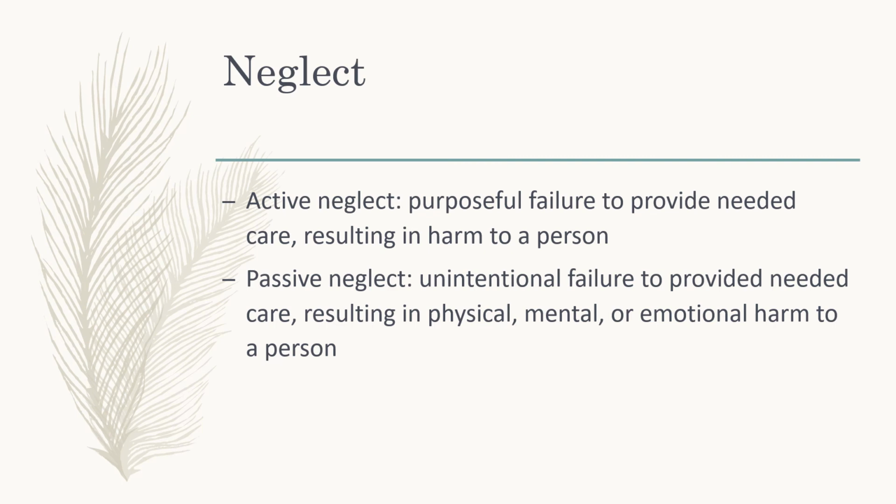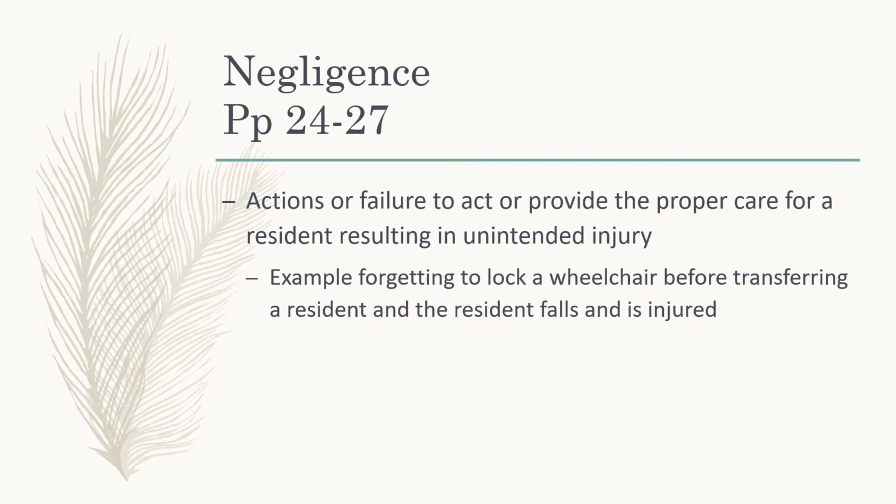Neglect can be either active or passive. Active neglect is purposeful failure to provide needed care, resulting in harm to a person. Passive neglect is unintentional failure to provide needed care, resulting in physical, mental, or emotional harm to a person. Negligence is actions or failure to act or provide the proper care for a resident, resulting in an unintended injury. An example: forgetting to lock the wheelchair before transferring a resident. The resident falls and is injured.